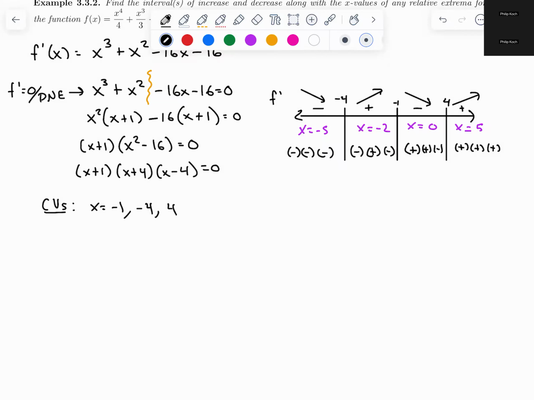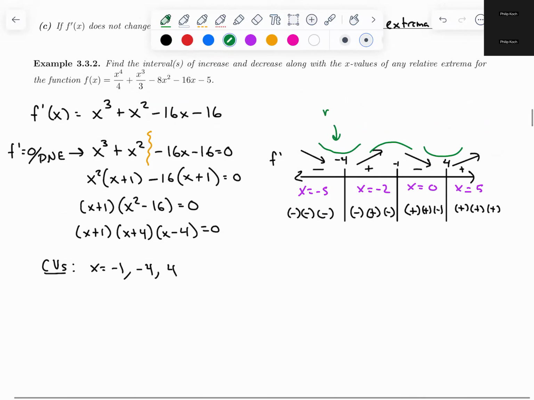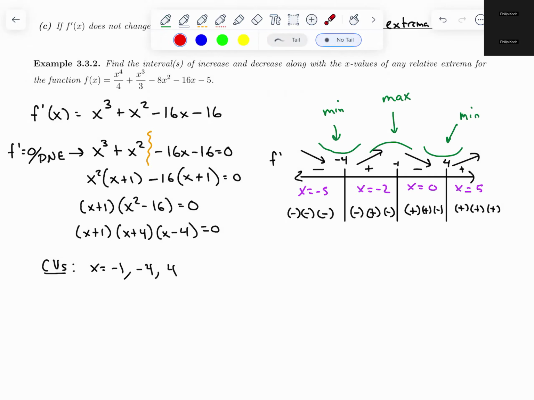So sometimes I'd like to draw some little things to remind myself. So we have 2 mins and 1 max. Because it goes from decreasing to increasing, that'll make a little valley. And then it goes from increasing to decreasing. That'll make a little hill, and then decreasing to increasing. So another valley.